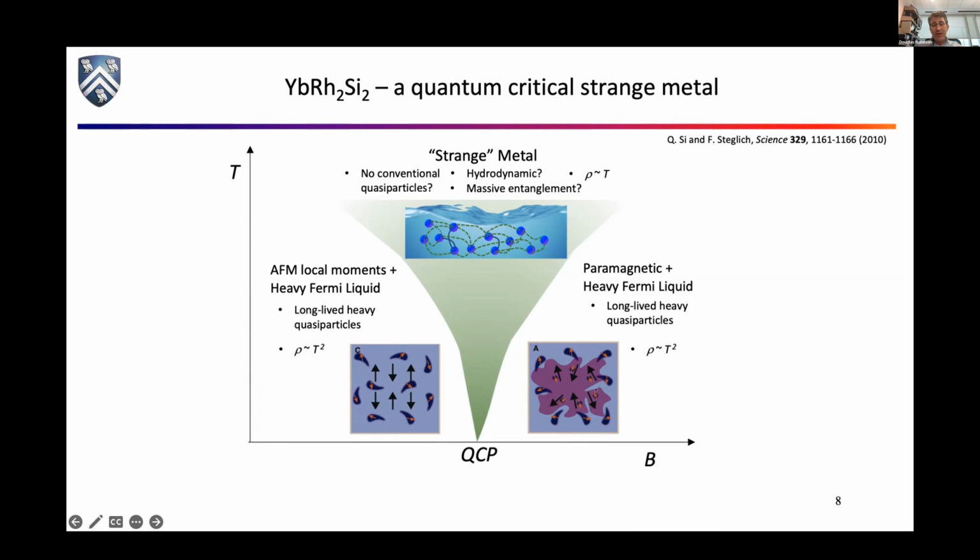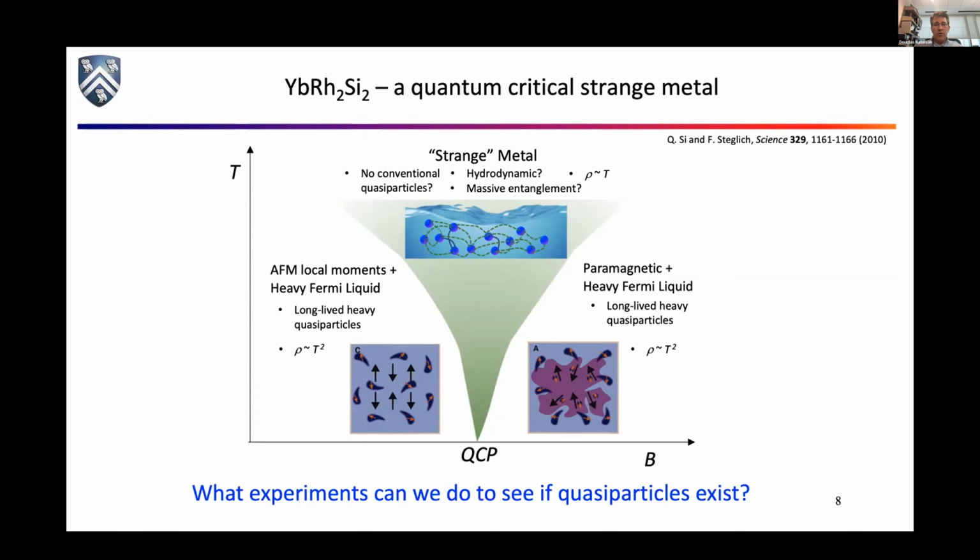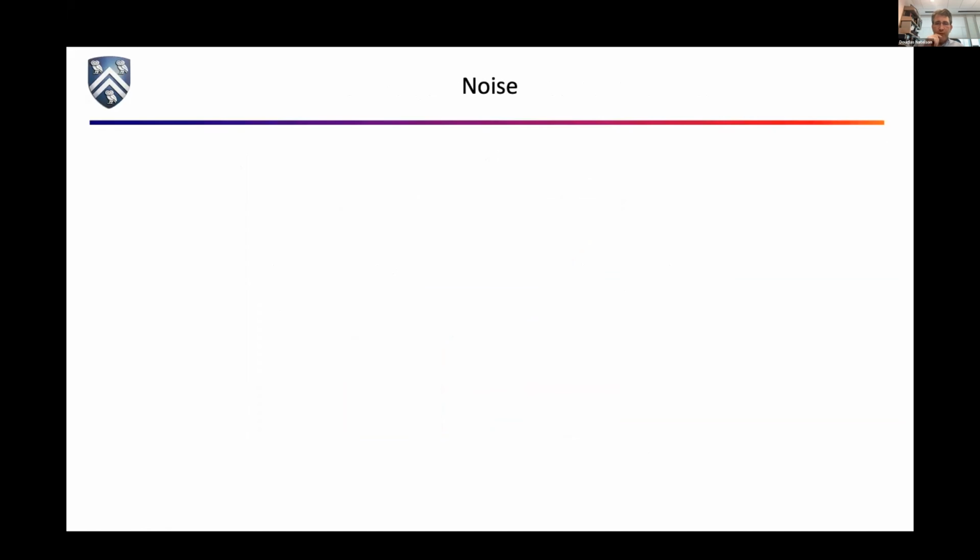And at high fields, after you go through Kondo destruction, you have this paramagnetic heavy fermion system. But these are both supposed to be Fermi liquids, but there's this quantum critical fan. And how do you properly think about these things, right? So the experimental probe that we've been working on for a number of years in my group is noise.